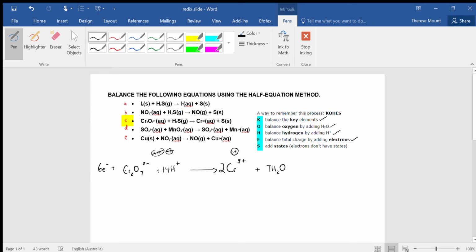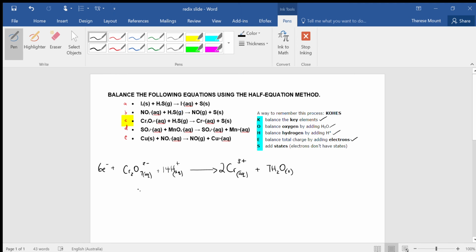Then add the states: aqueous, aqueous, aqueous, and liquid for water. All right, so that's my first half reaction completely balanced. Now I need to balance my second half reaction. Just getting rid of that to neaten it up a little bit.